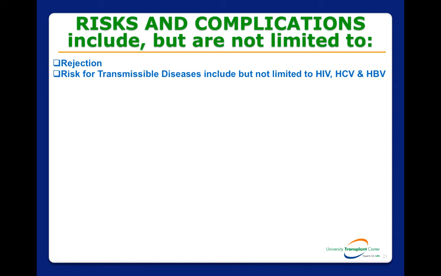The donor organ is thoroughly examined and tested by the organ bank for transmissible diseases. However, there is still a risk that donor-associated tumors, genetic diseases, and/or transmissible diseases, including, but not limited to, HIV, hepatitis C, and hepatitis B, may not be identified until after transplantation and may be transmitted to you.